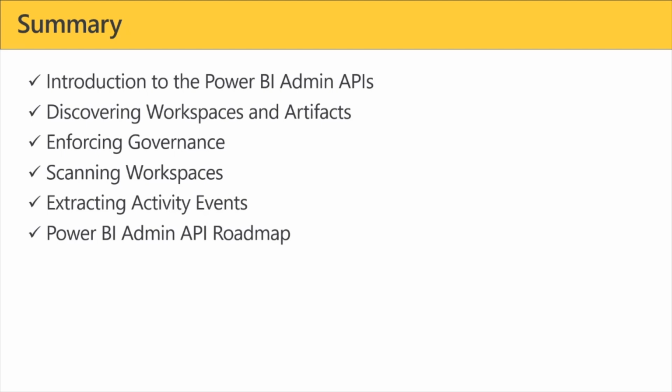We looked at scanning workspaces, and that is your trick to getting workspace information when your number of workspaces is very high. We looked at extracting events and how to read data out of the activity event log, assuming that after you pull it out, you're going to do something with it, possibly with Power BI Desktop or a similar analysis tool. And then finally, Rick stepped us through the roadmap, and we see where we're going as far as the investments we're going to be making over the next couple months.